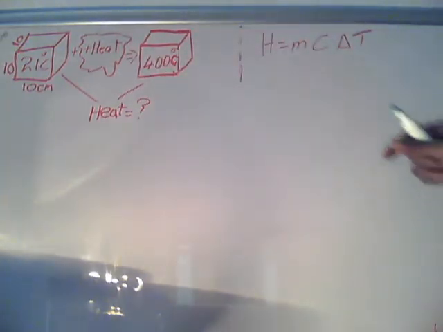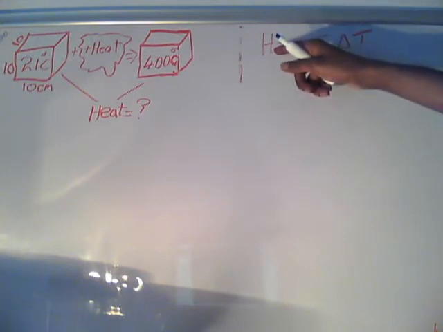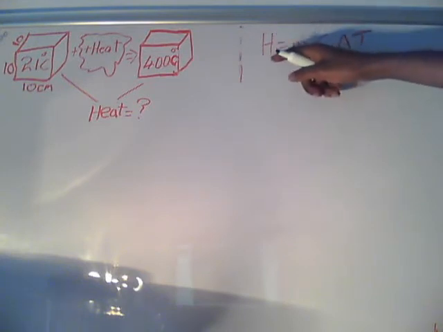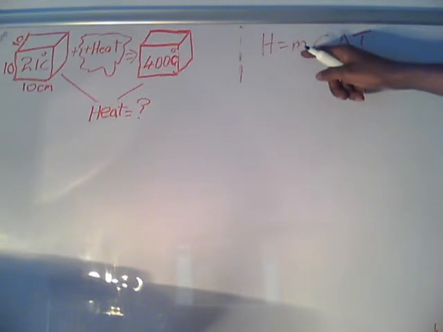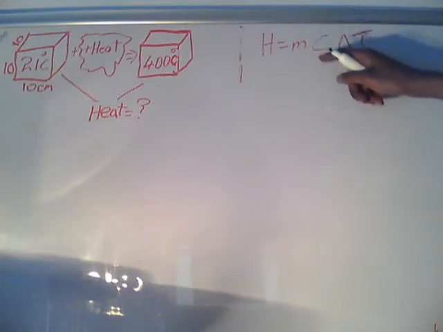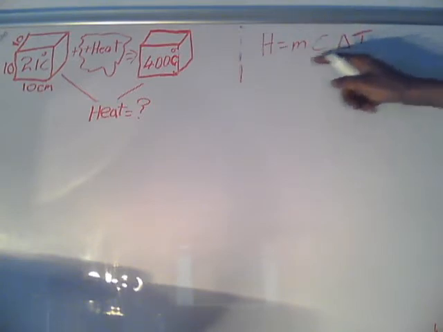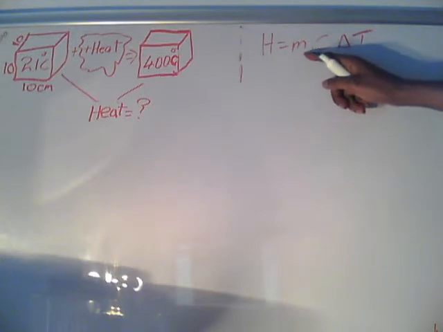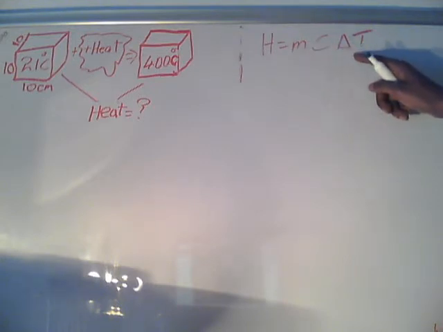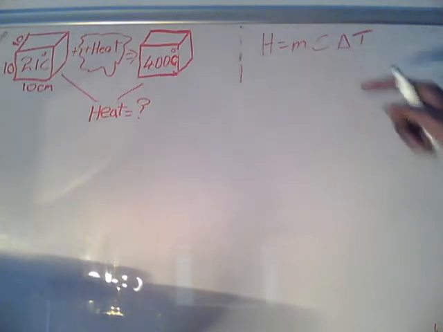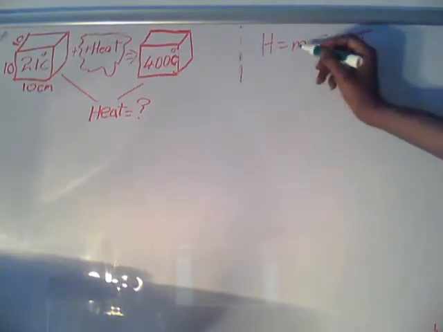This problem is straightforward once you know the equation for heat energy. Heat energy is equal to the mass times the specific heat of the material, which is a constant that's material dependent, times the change in temperature. So heat energy is mass times specific heat times the change in temperature. To get started, let's look at the mass here.